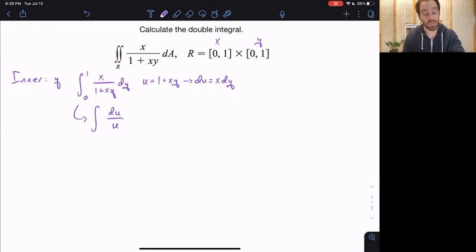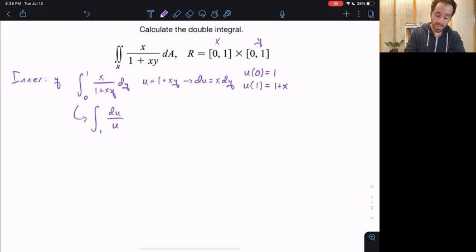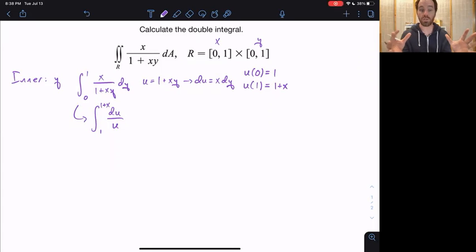Now for the limits of integration, we're going to plug in 0 and 1 for y in the expression for u. So u of 0 is 1 plus 0, or simply 1. U of 1, remember that we're setting y equal to 1, so this becomes 1 plus x. It is okay for this limit of integration to contain an x. In fact, that's what we want, because we want the next integral, when we go to evaluate the outer one, to involve an x to give us a variable to integrate with respect to.